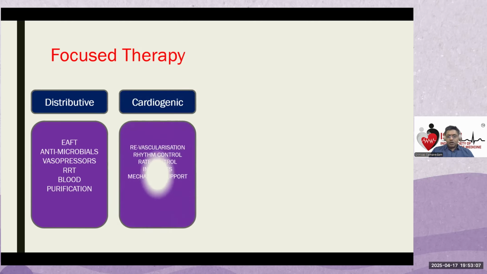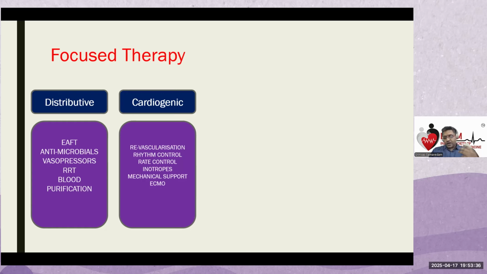In cardiogenic shock, you have to look at revascularization, whether it's the coronaries or the pulmonary vasculature. Control the rhythm. In the first 24 or 48 hours, your focus should be on controlling the rhythm in a new onset arrhythmia. But after that, if you're not able to do it, at least improve the diastolic filling of the heart by controlling the rate. Sometimes you may have to use inotropes or inodilators.